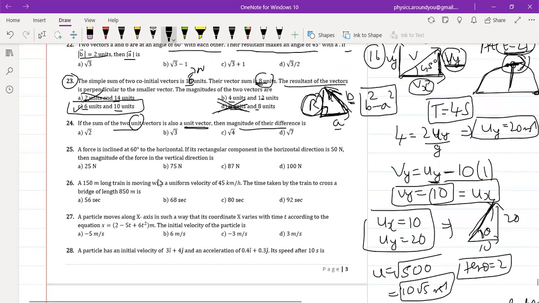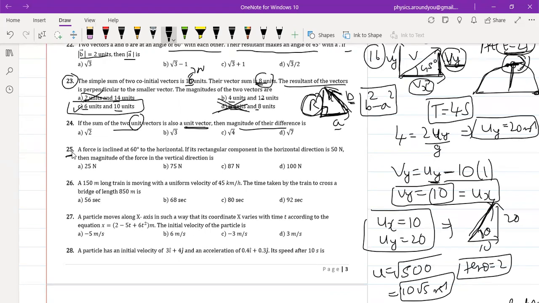So geometry will save you a lot of time. You need to retain the vector resultant and the angle made by the resultant with one of the vectors. It would help you a lot. Try to sketch the vectors as much as you can. Question number 25, the 25th one.